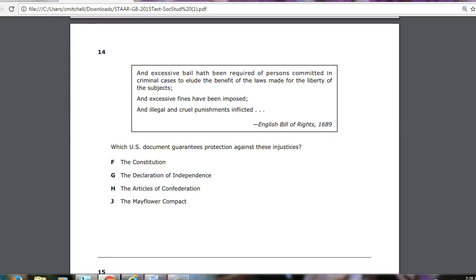Question number 14. And excessive bail hath been required of persons committed in criminal cases to elude the benefit of the laws made for the liberty of the subjects. And excessive fines have been imposed, and illegal and cruel punishments inflicted. English Bill of Rights, 1689. Which U.S. document guarantees protection against these injustices? F. The Constitution. G. The Declaration of Independence. H. The Articles of Confederation. J. The Mayflower Compact.